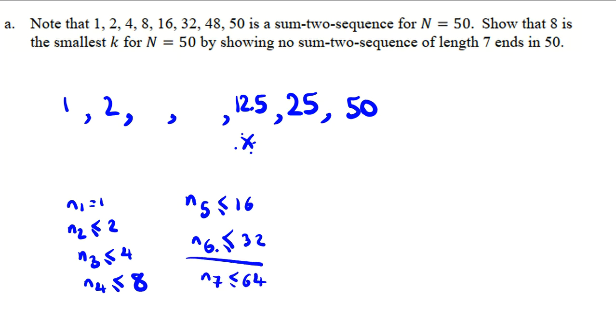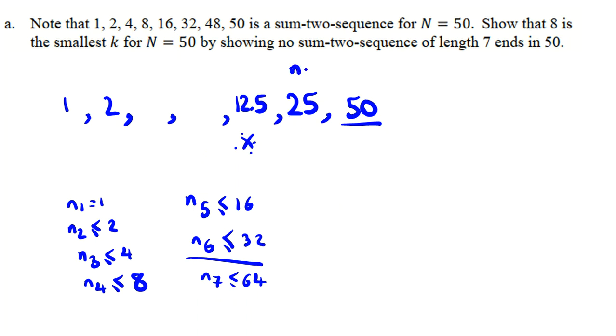So until here, we can prove easily that length 6 is impossible because the greatest number is 32, and now we want to reach 50. So suppose we want to prove by contradiction. Suppose the 7th element is 50: 1, 2, 3, 4, 5, 6, 7. Now, we know it is what?